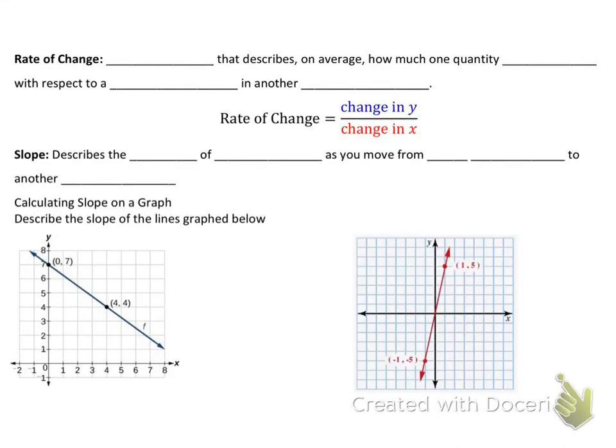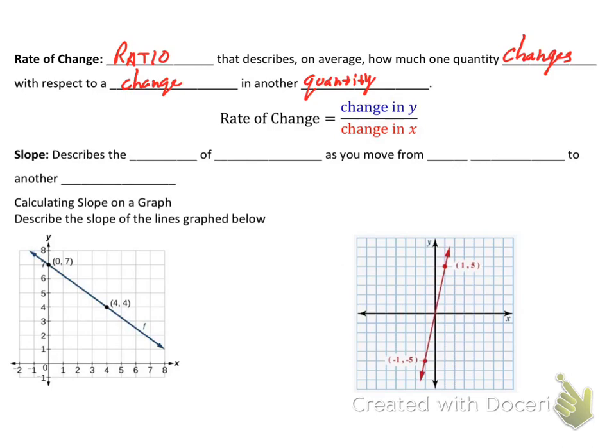Alrighty, everybody. So today we are going to be looking at rate of change and slope of lines. A rate of change is a ratio, and remember a ratio looks like a fraction. It's a ratio that describes, on average, how much one quantity changes with respect to a change in another quantity. So basically you're looking at two things and how they change together.